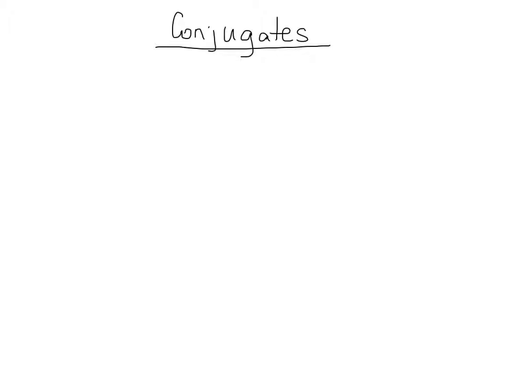Let's say I have an expression, 3 minus the square root of 5. And for some reason, and we'll see why later, we want something called the conjugate. So the example says, find the conjugate of that expression.